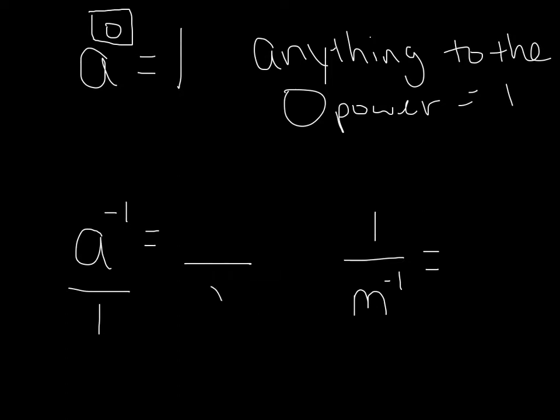So we're going to move the a to the bottom, and that negative 1 becomes positive 1, and all that's left on top is a 1. Okay, so if nothing's left on top, it's automatically a 1. So a to the negative 1 is the same thing as 1 over a to the 1.